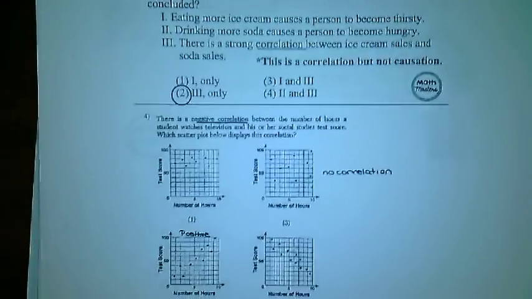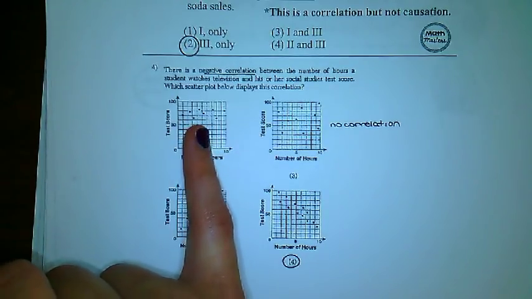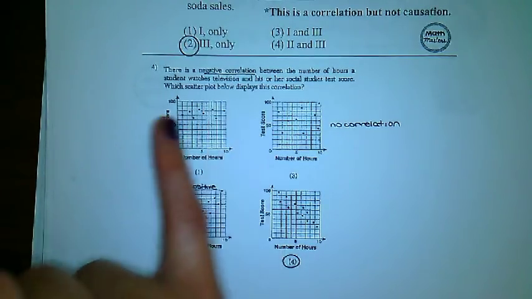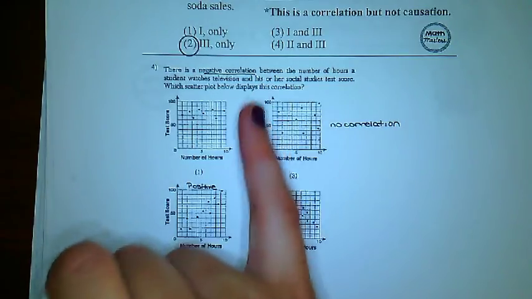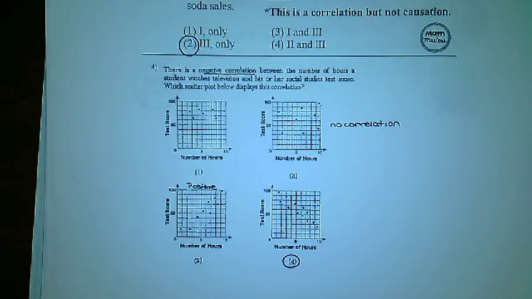All right, number 4. This had a negative correlation. I know it's very hard to see these graphs, but clearly you can see this graph is just all making a straight line this way. There's definitely no correlation here. This would be positive. So number 4 would be the only one that's negative.